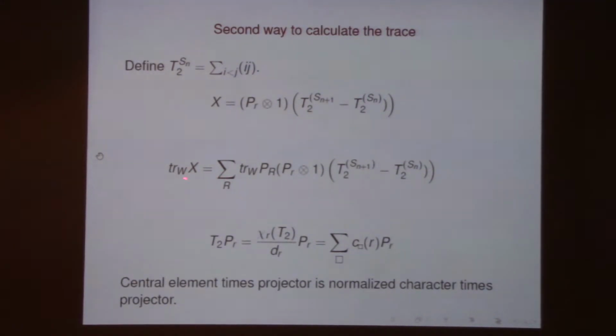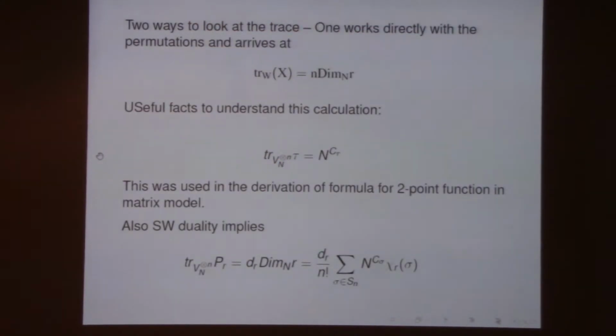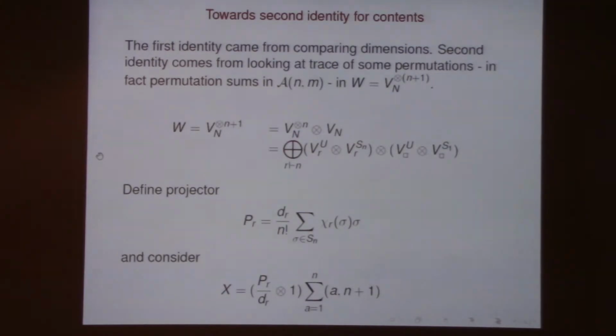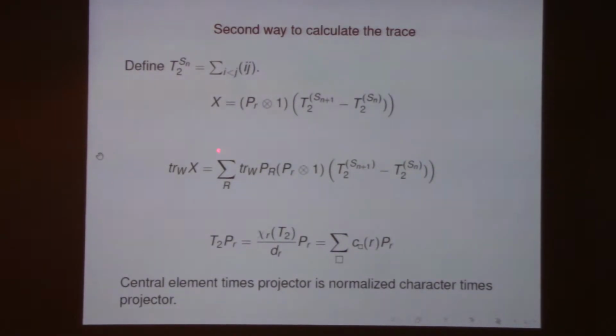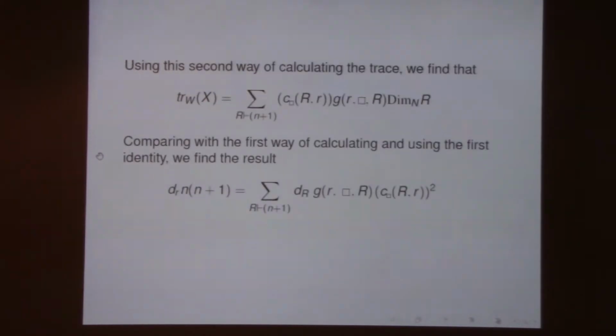Just recognize that your tensor space is a direct sum of Young diagrams of Sn plus 1, since W is the n plus 1 tensor. So if you decompose that in irreps of Sn plus 1, there will be Young diagrams there. And so you look at this way of calculating that trace, and you find another formula for the same trace. And if you compare the two formulas for the same trace, you find the identity that, as I mentioned, was useful in quantum information theory.